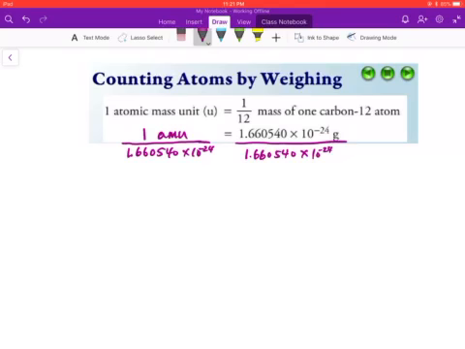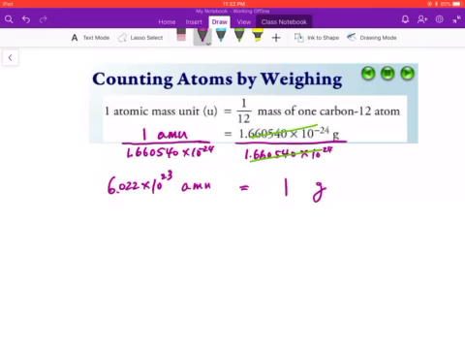So the next relationship is AMU stays on the left, and on the right, you still have grams. On this side, notice that these two numbers, because I made them exactly the same, cancel and become a 1. On the left-hand side, if you did 1 divided by 1.660540 times 10 to the negative 24, you'll discover this magic number again. We call it Avogadro's number. That is 6.022 times 10 to the 23rd.